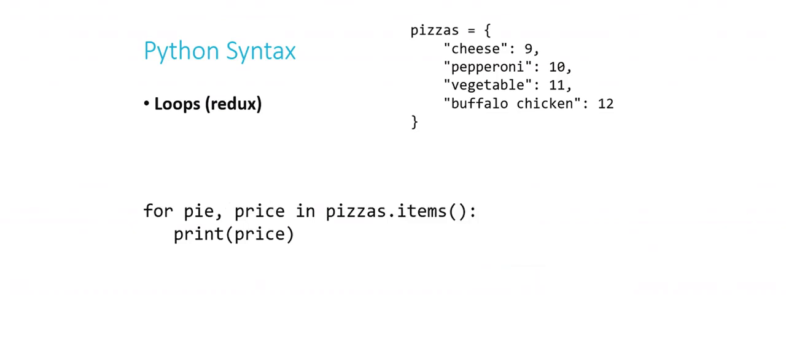Or for pi comma price in pizzas.items. Now I have to specify pizzas.items here to make it so that it can iterate over all of the values. I can iterate over all of the keys automatically in a dictionary. But if I want to iterate over the values, I have to transform the dictionary into a list. In order to do that, I need to use the .items method to transform my dictionary into a list for purposes of just iterating over this. Then I can print out the price. So in this case, I would print out 12, 10, 9, 11. That's weird. It didn't print them out in the order I specified, and that's kind of the side effect here with the dictionary.